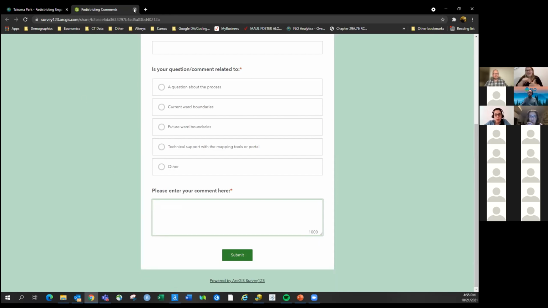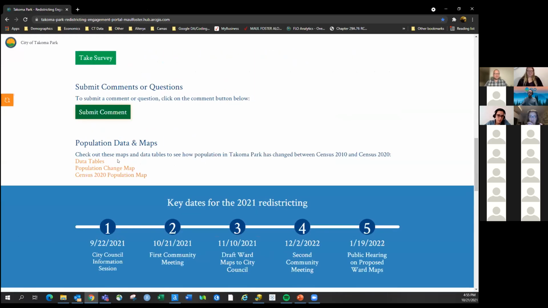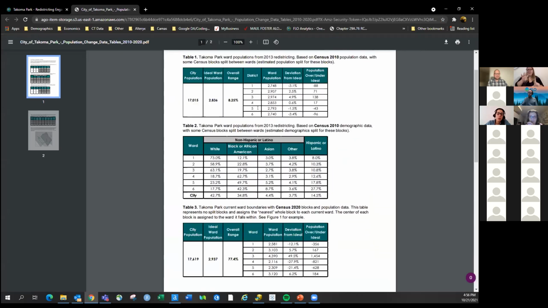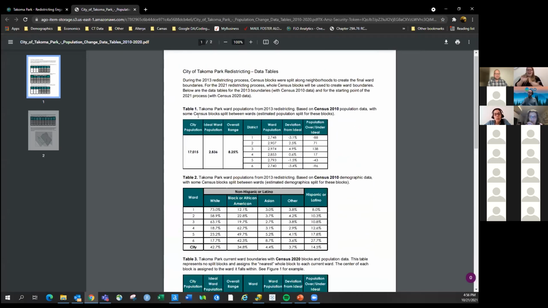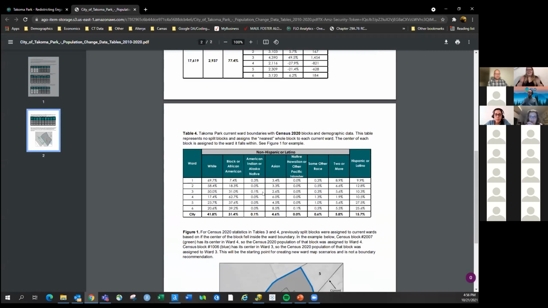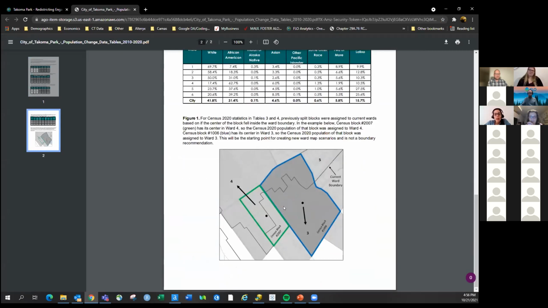Few other little bits of information, population data and maps. They are available on that PowerPoint that we've already gone through towards the beginning of this presentation, but you can also take a look here, see some of the data tables, how things have changed from the 2013 redistricting process into current scenarios. This explains a little bit about what you're going to see when I bring up the map.